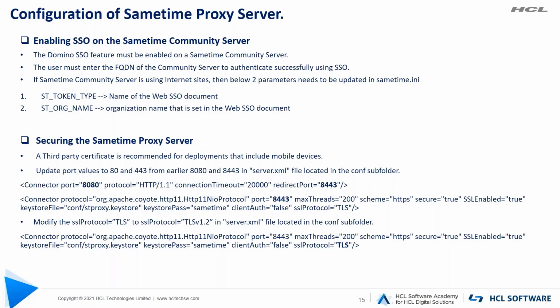We also recommend our customers to update the port values to 80 and 443 from the earlier 8080 and 8443. You can update these values in the server.xml file, which is located in the conf subfolder. And last, please make sure to update the SSL protocol to TLS 1.2 from the earlier TLS. TLS 1.2 is the latest and more secure in today's time.